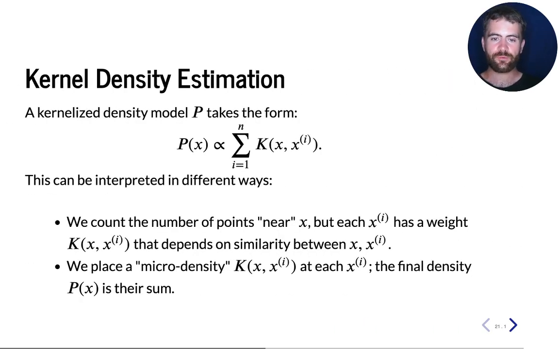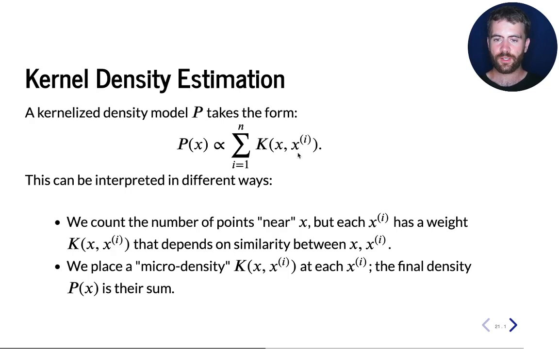And we're going to use them as follows. Instead of having our probability be simply the count of points in a given region, we will instead, in a way, look at a weighted average of all the points. Or, in other words, we are going to sum over all the points, but each point will have a weight that is given by its similarity to the query point x.